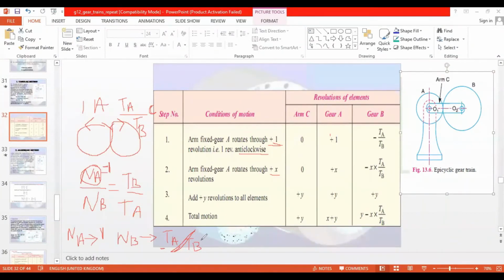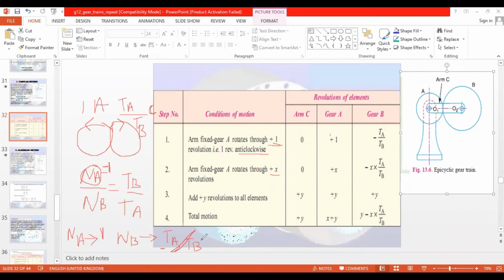Any doubt in this? Here you need to visualize how A is moving, how B is moving, how the arm is moving. You need to imagine.